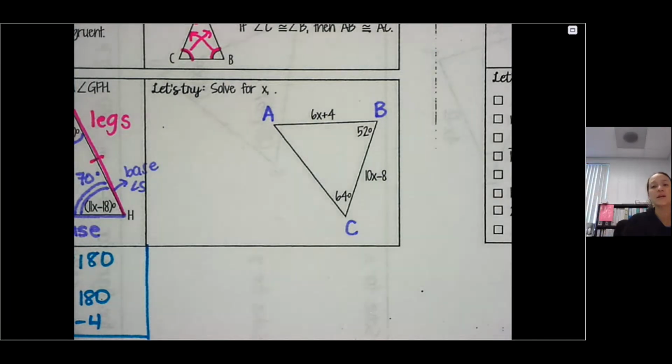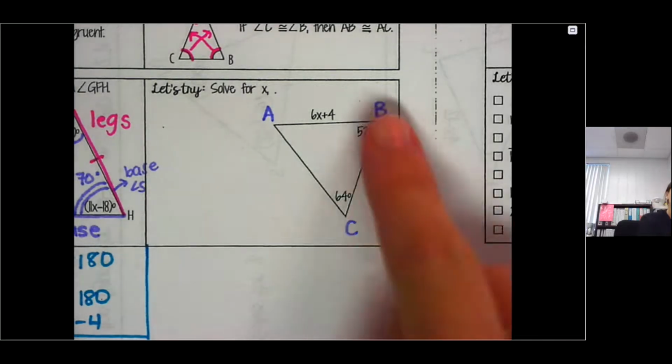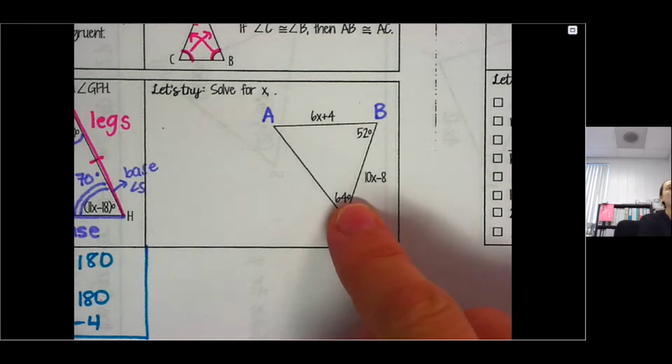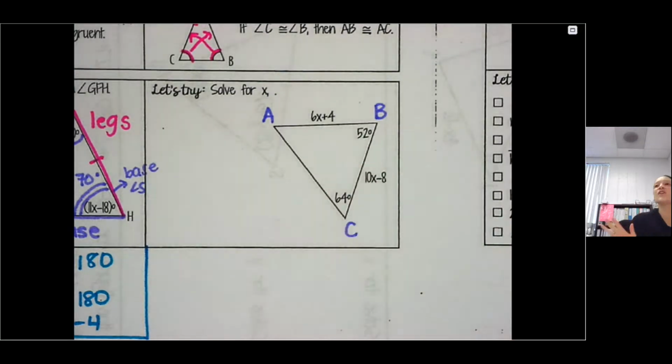Okay, there's no tick marks. Do you know which ones are your base angles? No, because you don't know all of the angles. So right now I know 2 of the angles. I know angle B and angle C. But I better figure out what angle A is first before I try to do anything. Because if I don't know which ones are my base angles and which one is my vertex angle, I can't do anything for the problem.